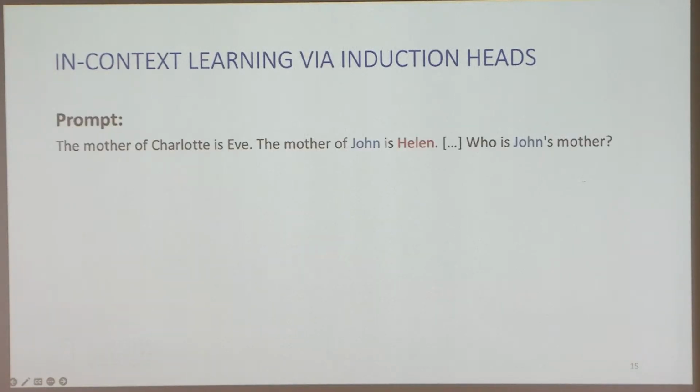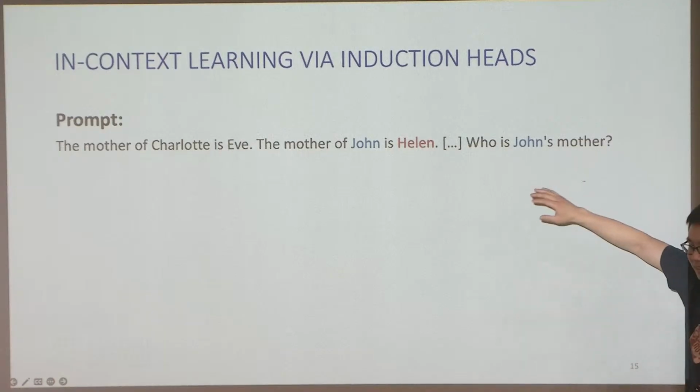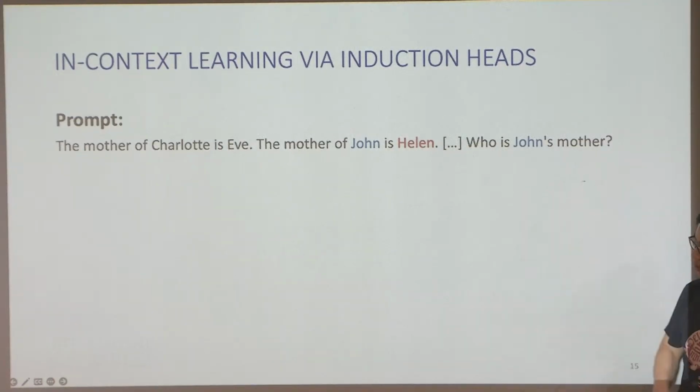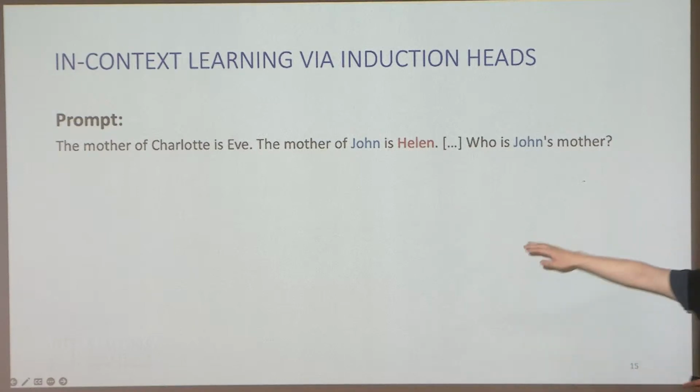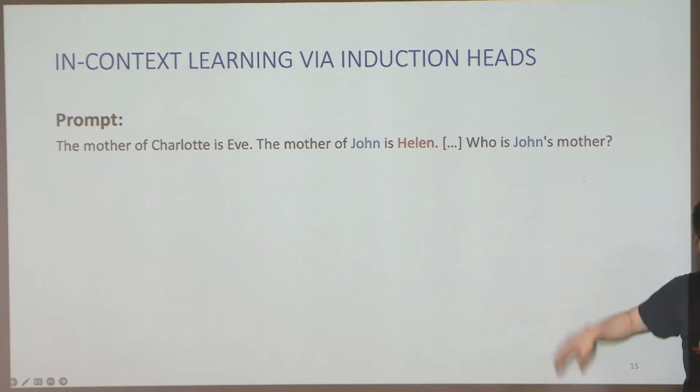Here's a very simple distillation of what induction heads might be doing: an example of a very basic in-context learning problem. This is the prompt, the text that you give to the language model or the transformer. You start saying things like the mother of Charlotte is Eve, the mother of John is Helen, say like 100 more of these things. And at the very end, you ask, who is John's mother? How might this be processed by a transformer?